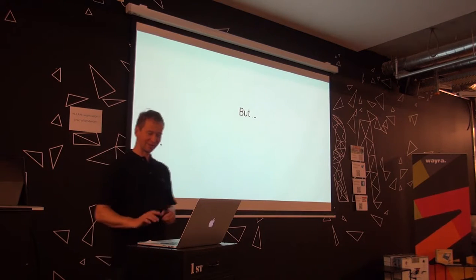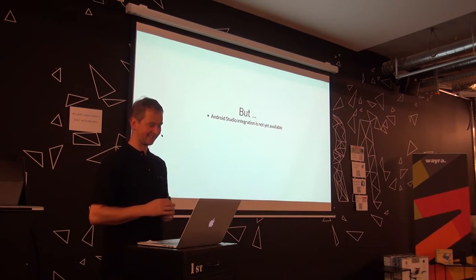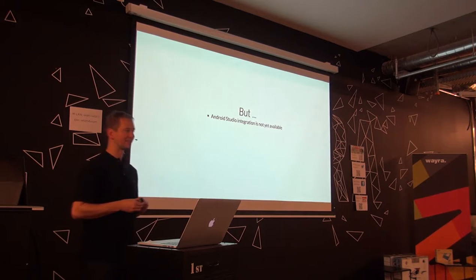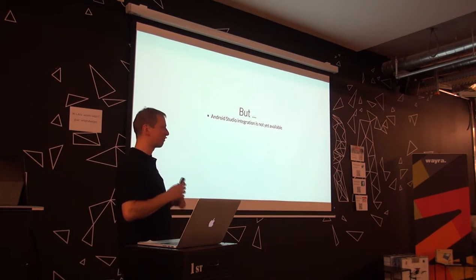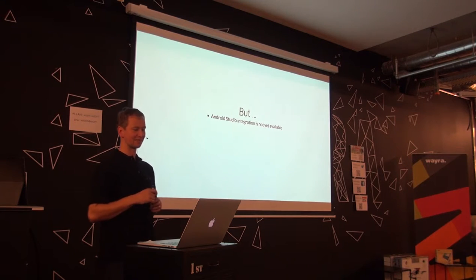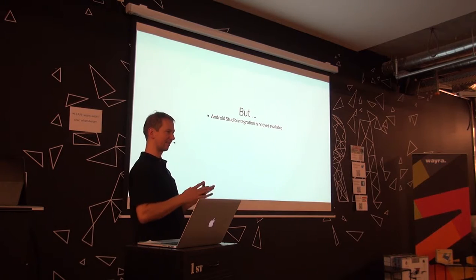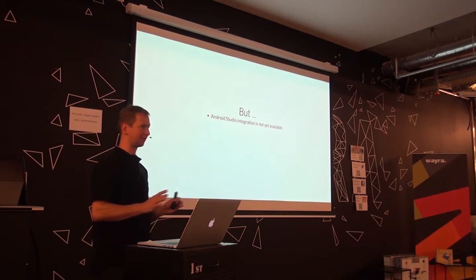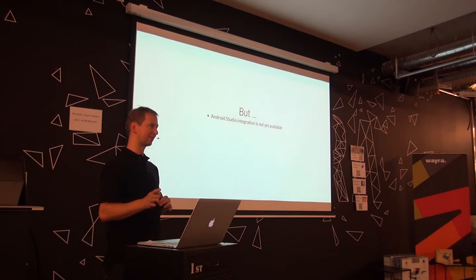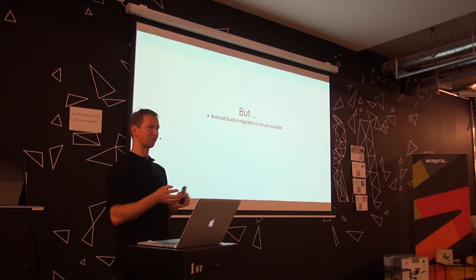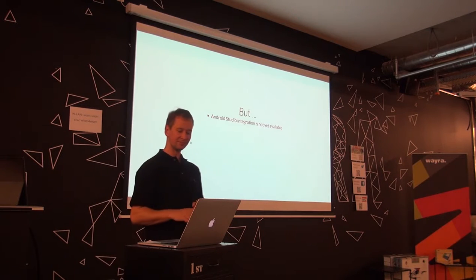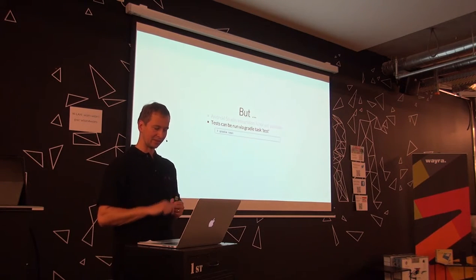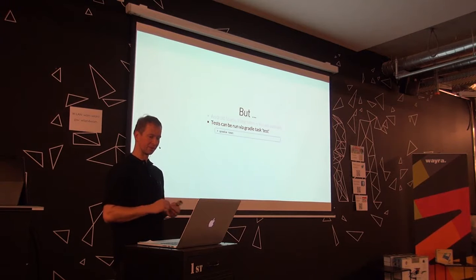But unfortunately, the Android Studio integration is not yet available, or you can manage somehow to develop, but it's not really integrated. The good thing is that from the Gradle side, for the build script, it's working very well. You can set up different source paths there. You can set up a test source path, run the test with the plugin I showed you before. But for Android, it's different. For Android Studio, it's difficult.